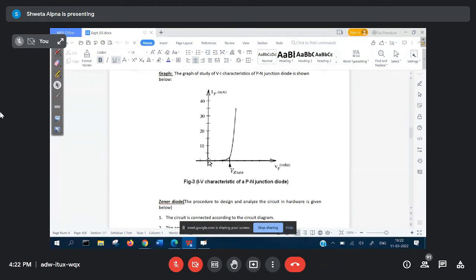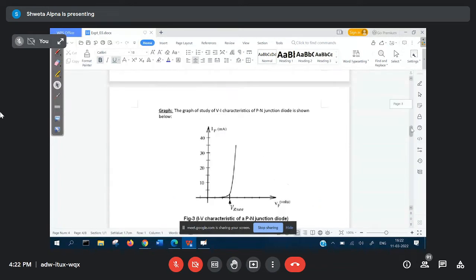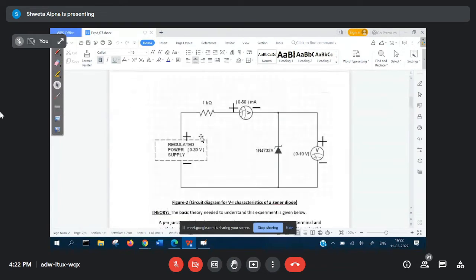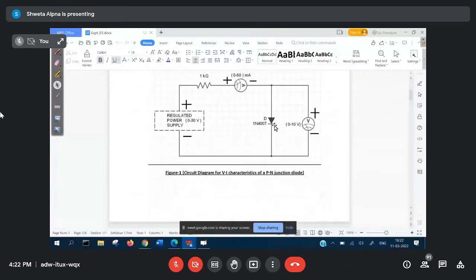Between 0 and knee voltage, we are increasing the voltage of the power supply. Here you see in the diagram, this is a regulated power supply ranging from 0 to 30 volt. So we start at 0, then 0.1, then 0.12, or something like that. We are talking about the PN junction diode here. Suppose the diode is a silicon diode. We have learned that in a silicon diode, the barrier potential is 0.7. So we have started the experiment. Our first voltage is 0.